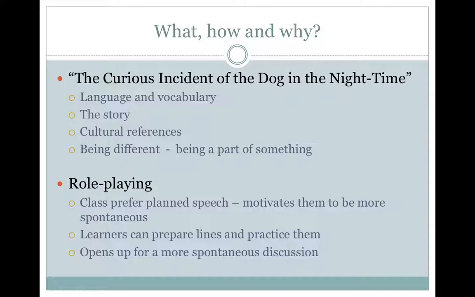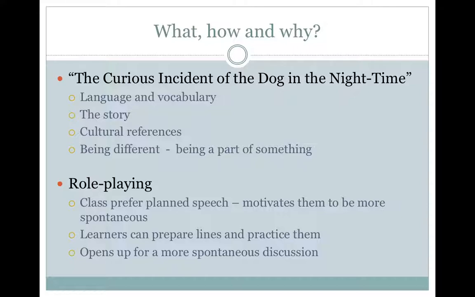So, the whats, the hows, and the whys. I've decided to work on the novel The Curious Incident of the Dog in the Nighttime, mostly because I loved the novel myself. I read it years ago, and I've never forgotten it. And when it turned up in this course, I was really happy. When I read it again, I found that the language and the vocabulary in this text is quite suitable for my students. The story, I think, will be inspiring to them.